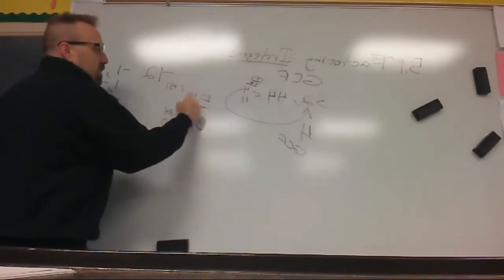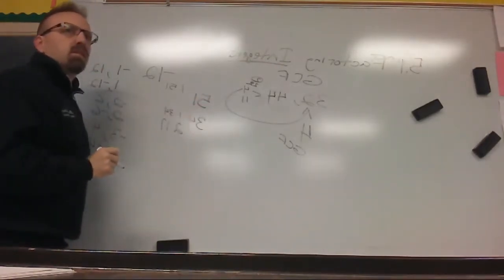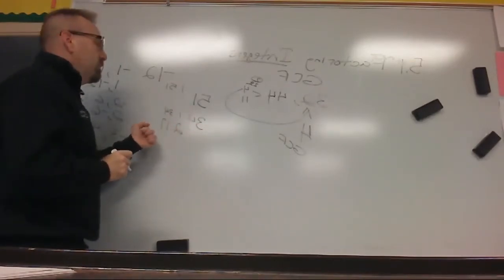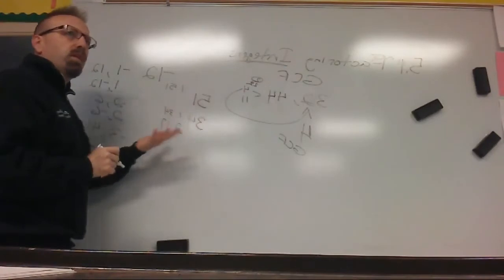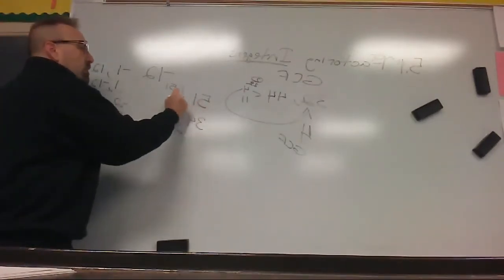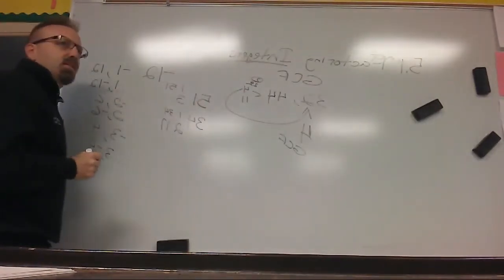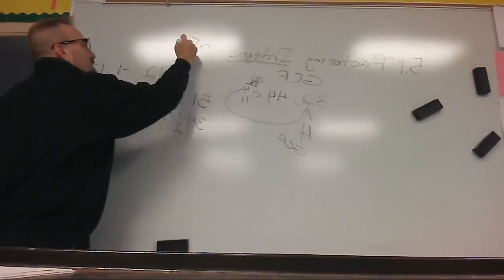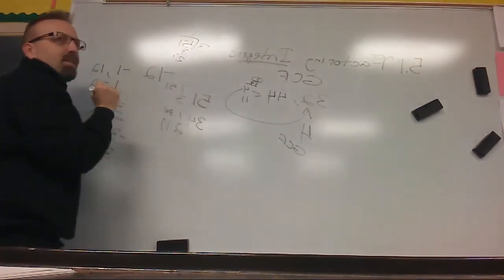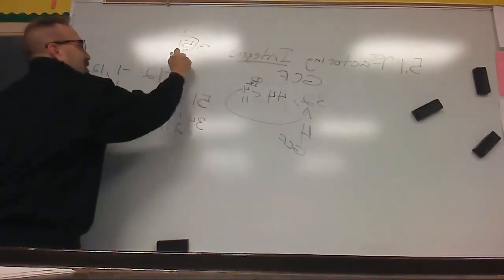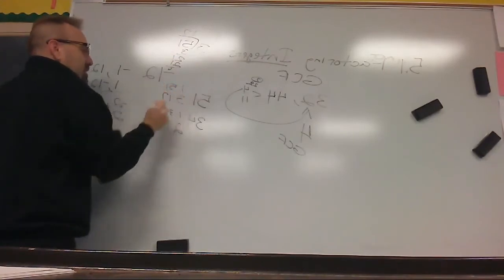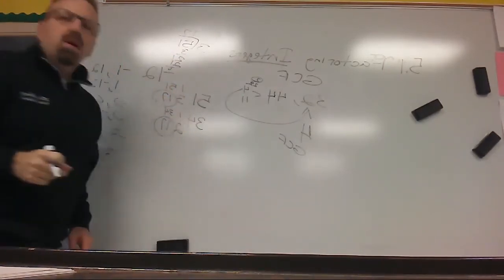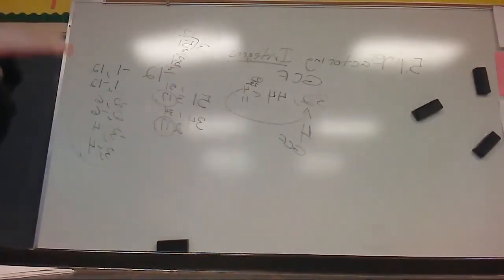These add up to be what? 6. 6 can be divided by 3. That's the divisibility rule for 3. If you add them up and you can divide by 3, then it works. So we can divide by 3. 3 times what? Anybody? 17. So what's our greatest common factor? 17.